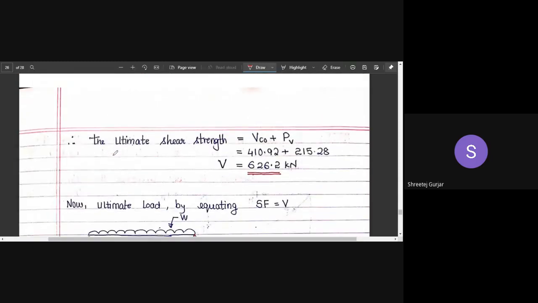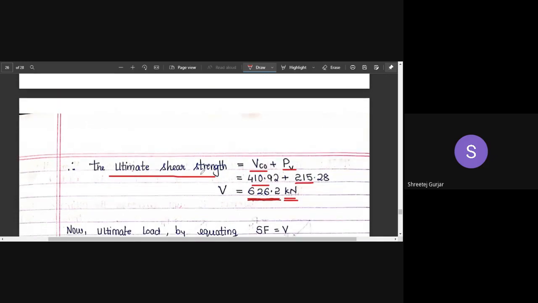Here you can see the ultimate shear strength of the particular member is equal to VCO plus PV, that is 410 plus 215, which is equal to 626.2 kilonewton. Okay, this is what we have calculated, the ultimate shear strength of concrete, VCO. We can write it as total VCO. It is not this VCO, it is the total VCO, which is after adding PV.